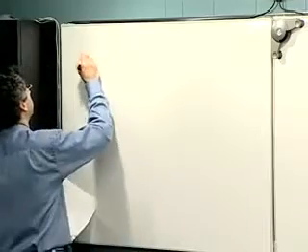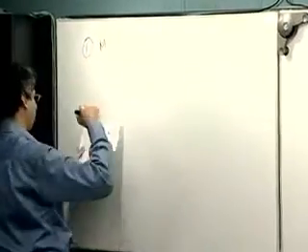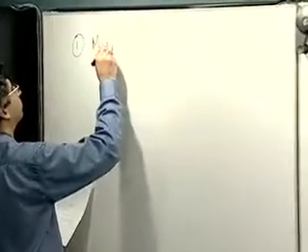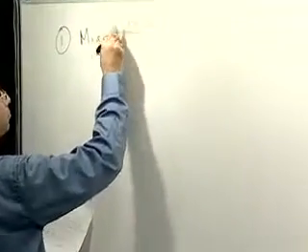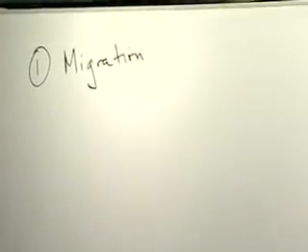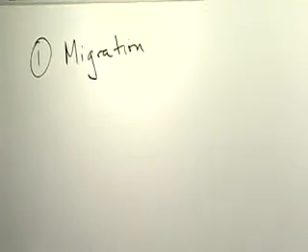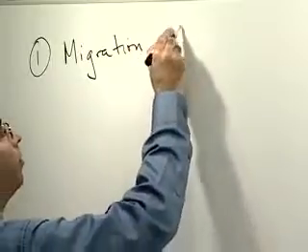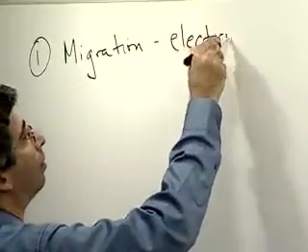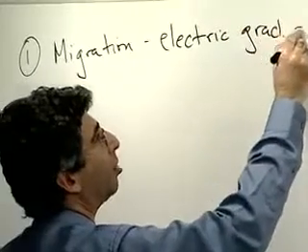First possibility is it might be by migration. So migration, I'm talking about the fact that we have a charged particle moving in an electric field, and of course I can tell that particle where to go based on the electric field that I'm dealing with. So in other words, there's an electric gradient here, a potential, and there is a charged particle.